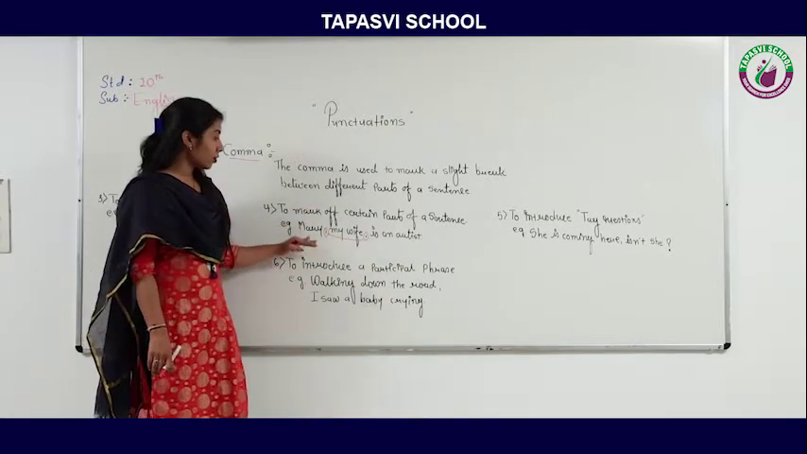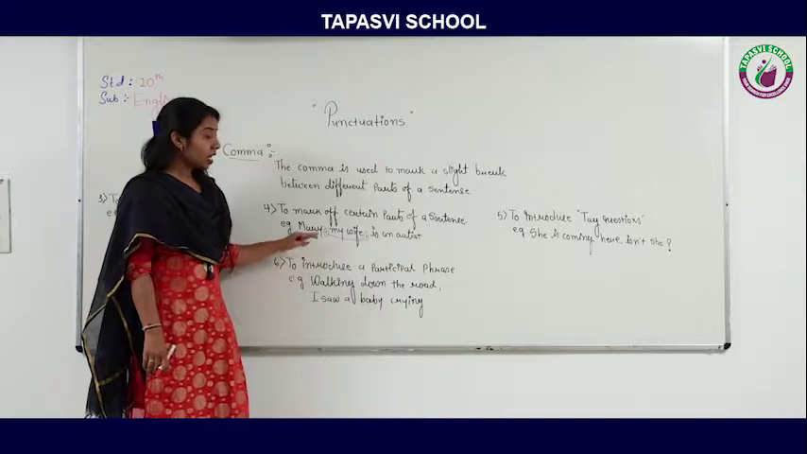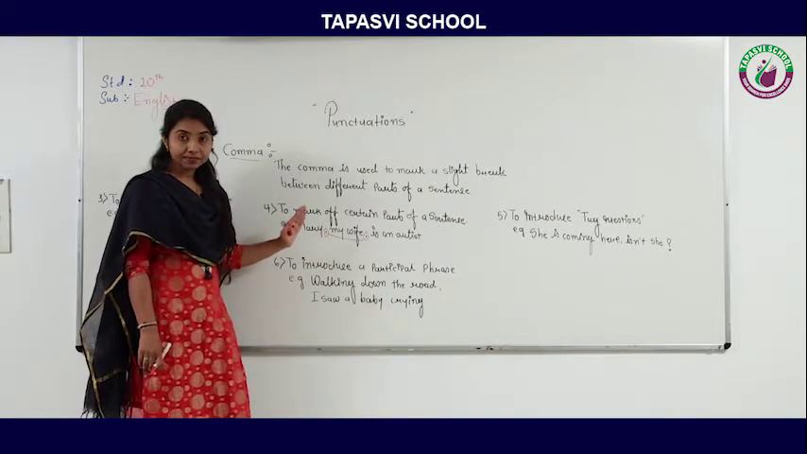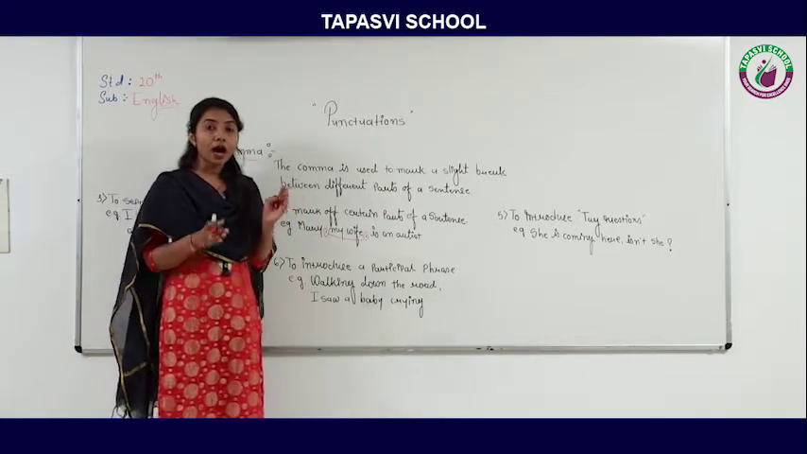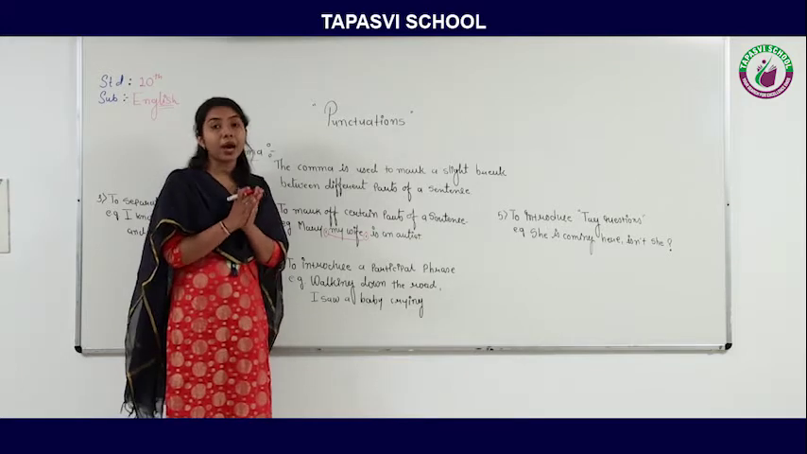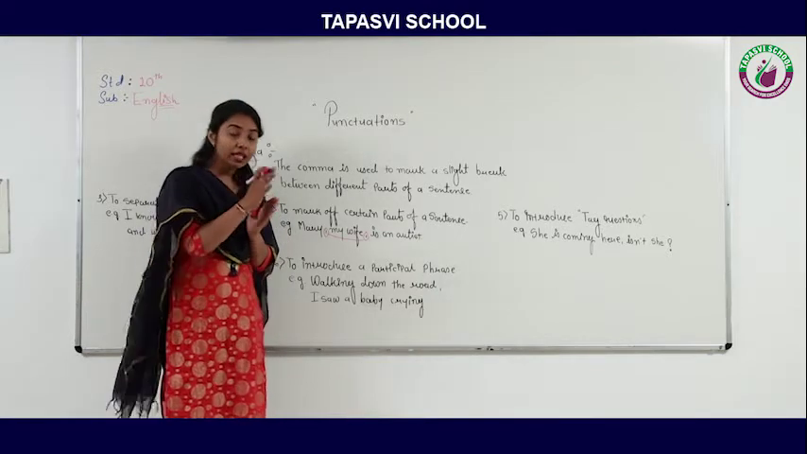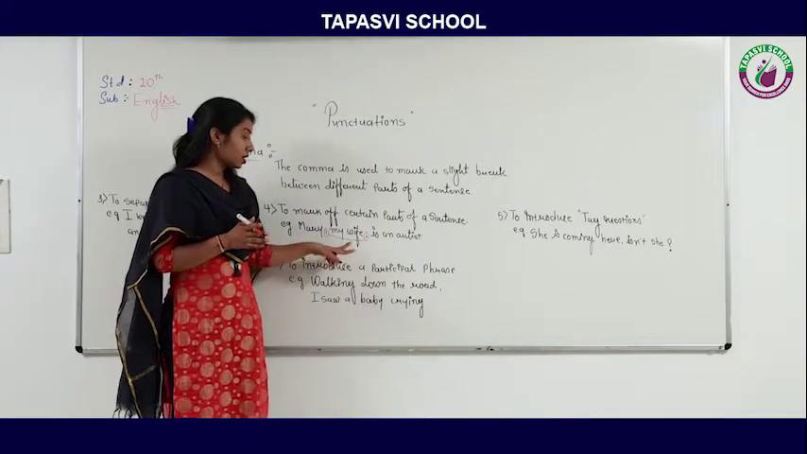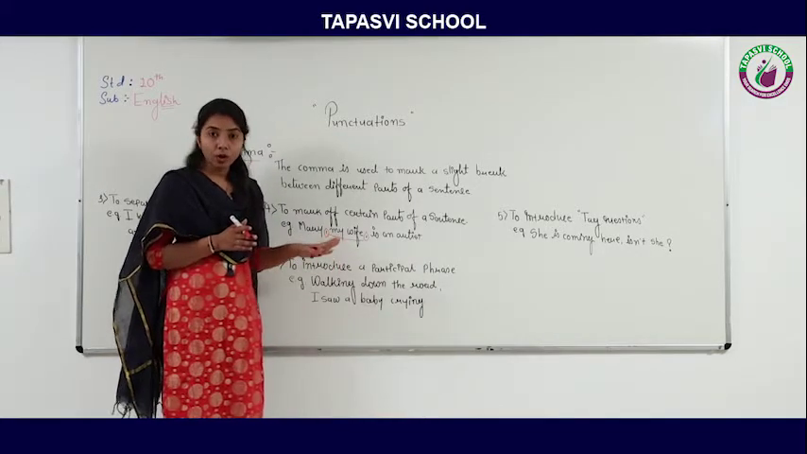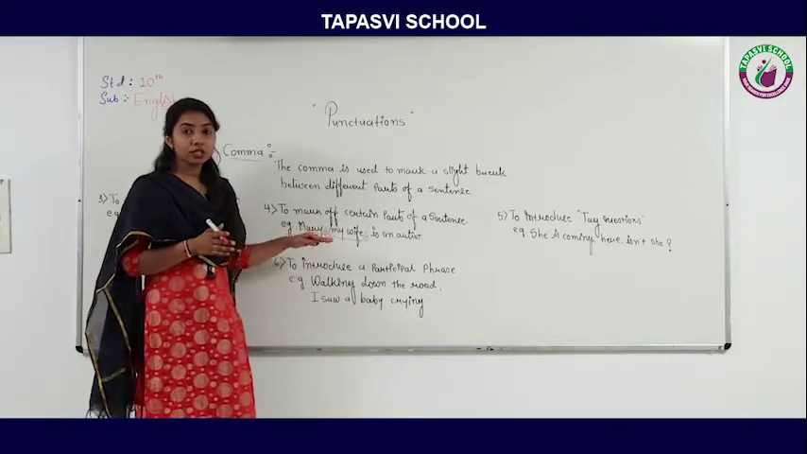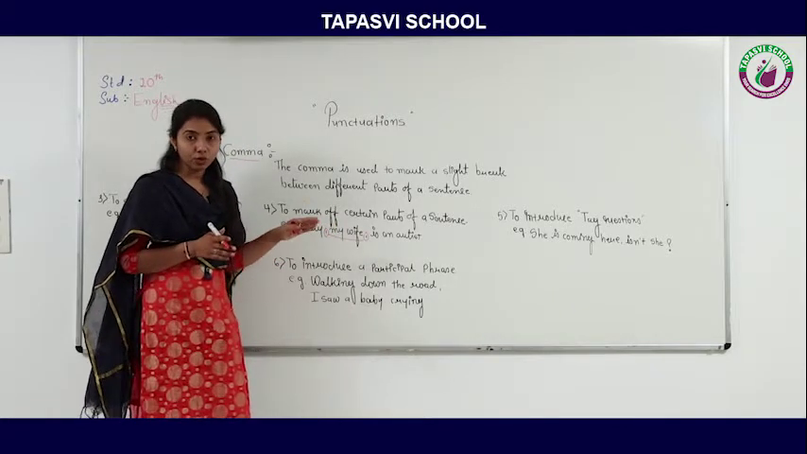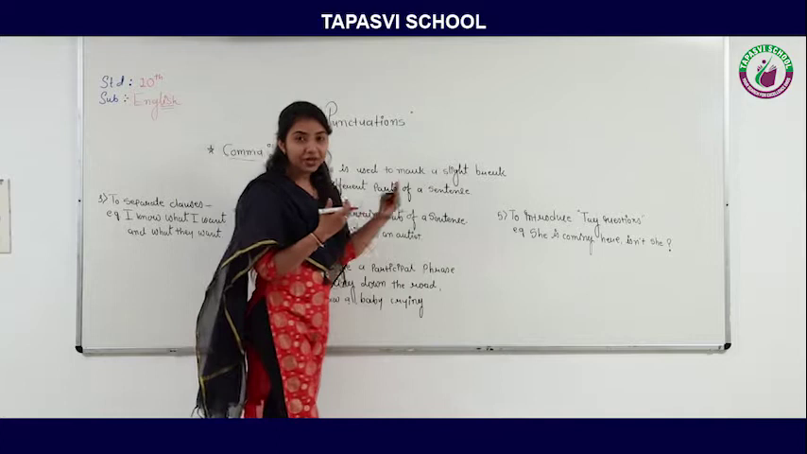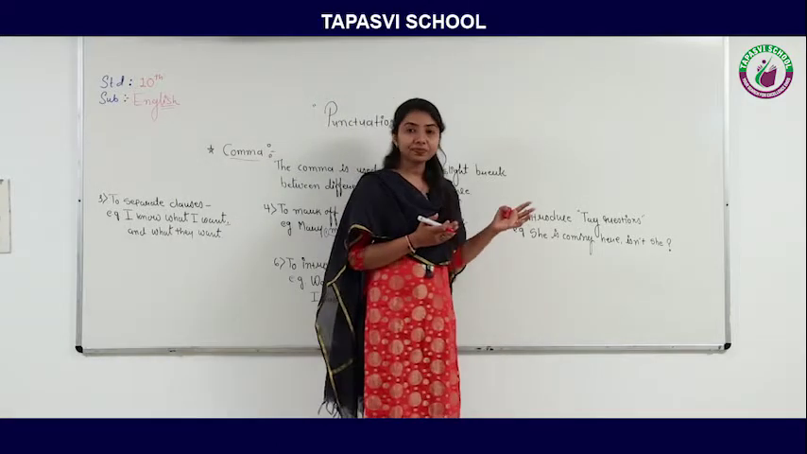So the fourth usage is that in a sentence, whenever we want to mark off a particular part, especially in adding information, at that time we use commas. I hope this usage is very clear to you. Now let's move to usage number 5.